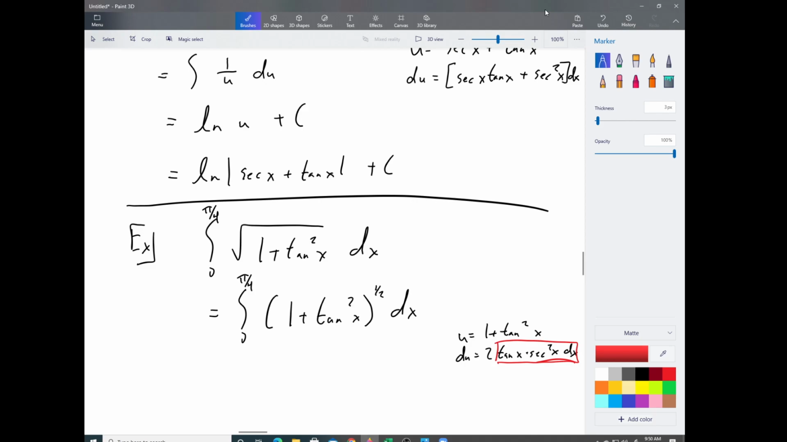And if you don't have your book in front of you, you can always Google trig identities. Look for one that uses 1 plus tangent squared.